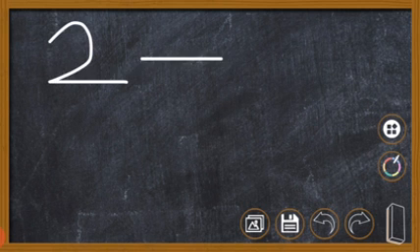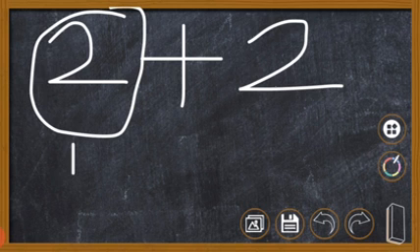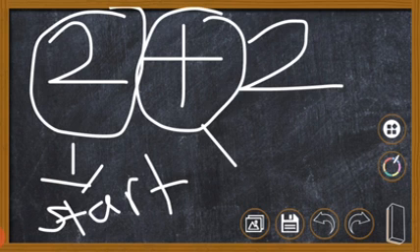2 plus 2. This first 2 tells you where to start from. It's more like the starting point. If I'm going to Ring Road, where do I start my journey from? Now this sign here tells you which direction to go.